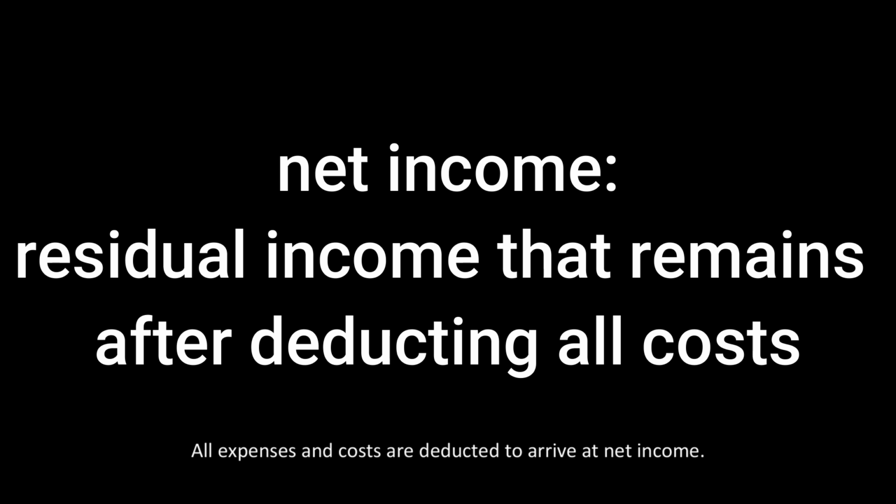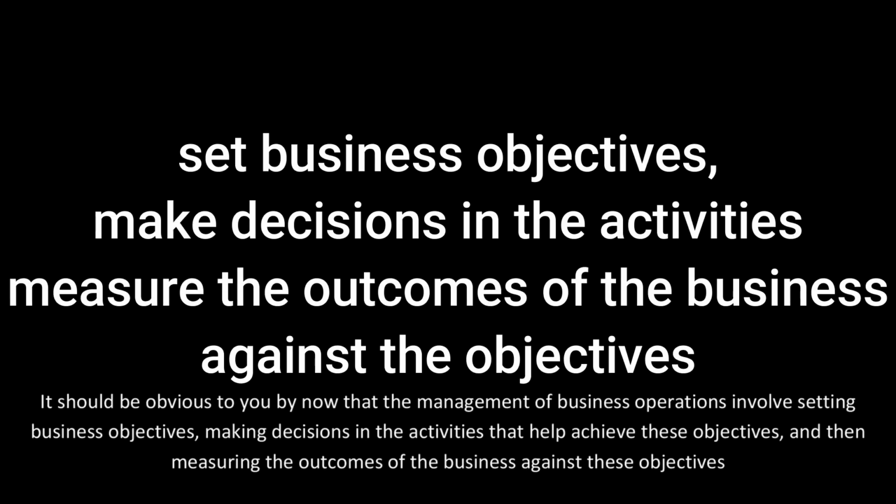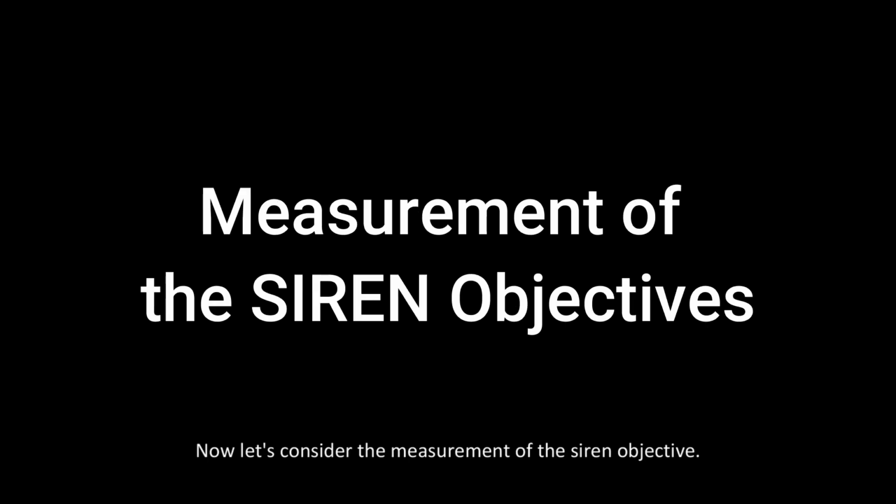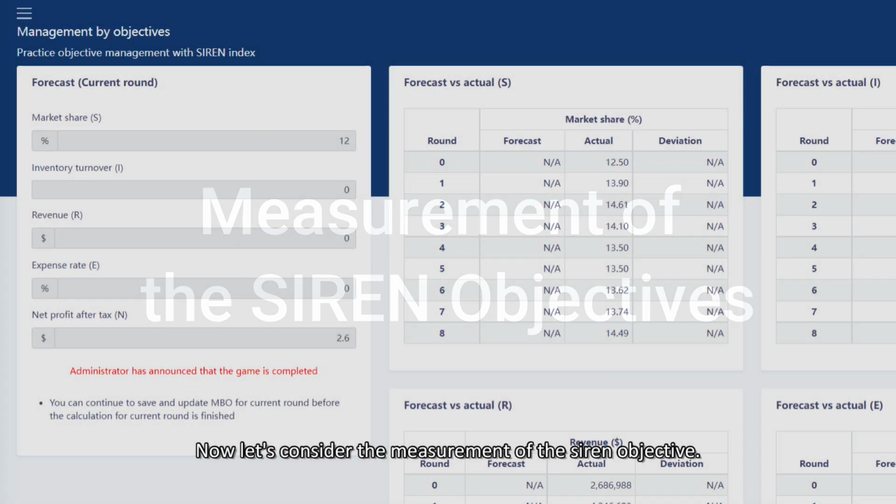at net income. It should be obvious to you by now that the management of business operations involves setting business objectives, making decisions in the activities that help achieve these objectives, and then measuring the outcomes of the business against these objectives to check if the business is competitive and alive or otherwise. Now, let's consider the measurement of the SIREN objectives.